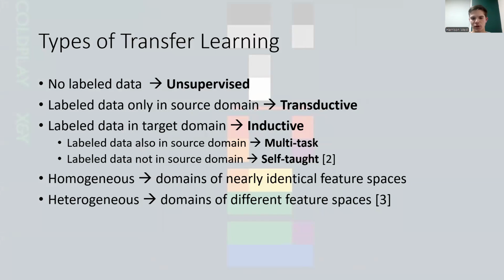And then we can also think about the feature space. So it's homogeneous if the domains are of nearly identical or identical feature spaces. And it's heterogeneous if the domains are of different feature spaces. And we'll talk a little bit about what that means.